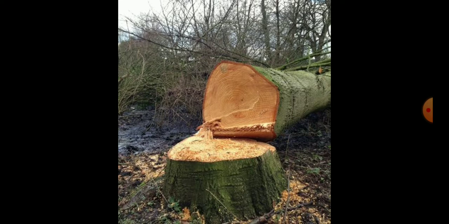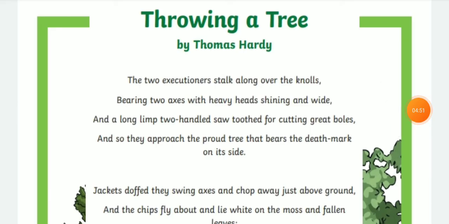So students, let's begin with what the poem speaks about. And the poem here is Throwing a Tree, which is written by Thomas Hardy. So students, here is a poem, and the name of the poem is Throwing a Tree, written by Thomas Hardy. I am narrating this poem. Here, I am reading this poem. So what do you have to do and what is your duty?